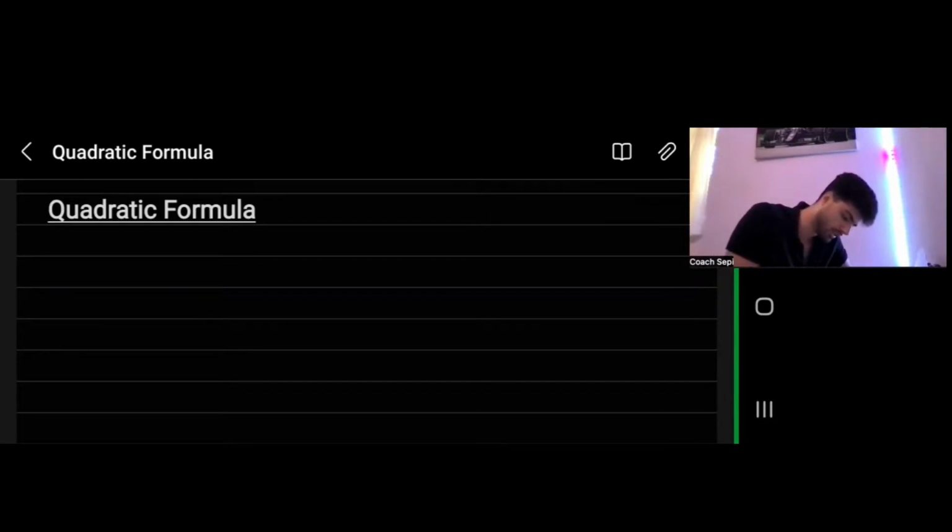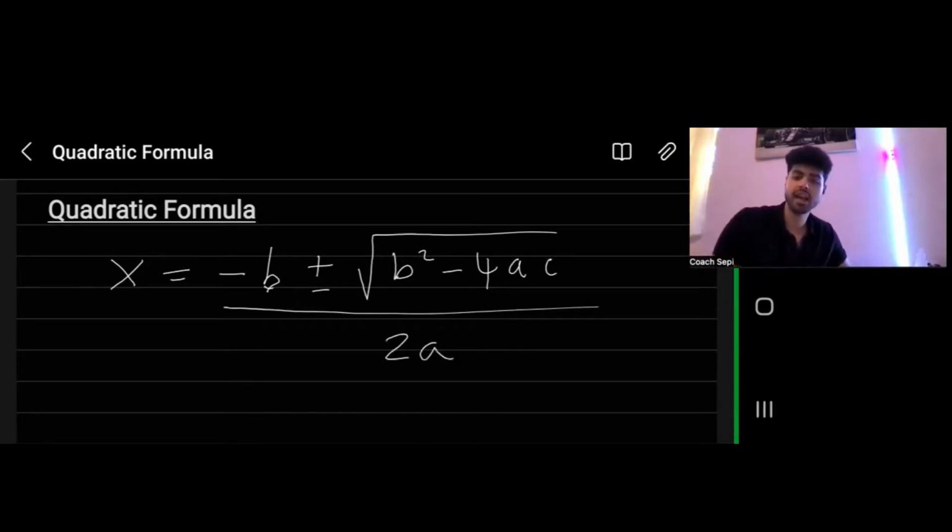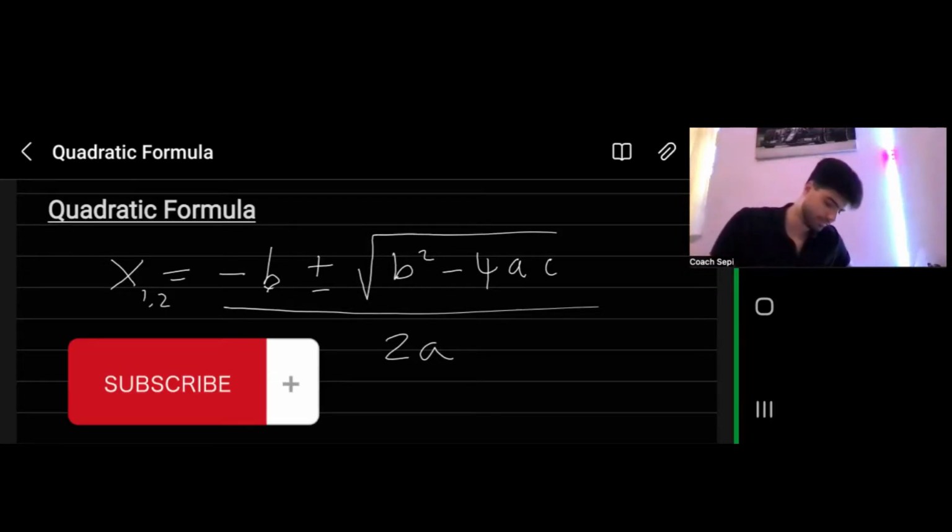The quadratic formula is x equals minus b plus minus square root b squared minus 4ac, all of it over 2a. Now, when I write x, I actually mean x1 and x2 for a quadratic equation, because as you all know, a quadratic equation has two roots.